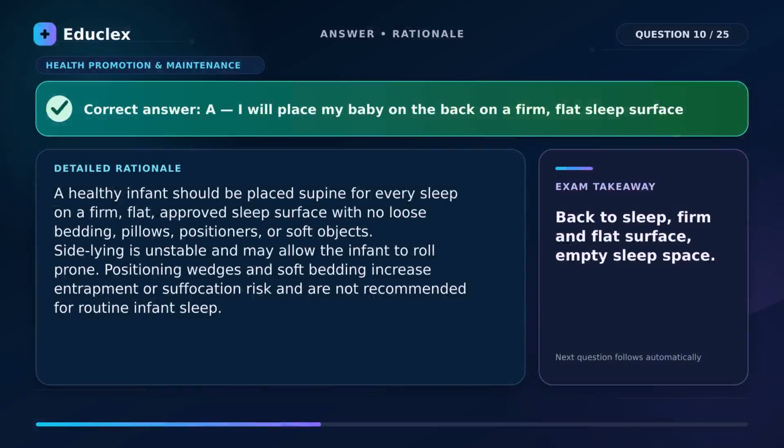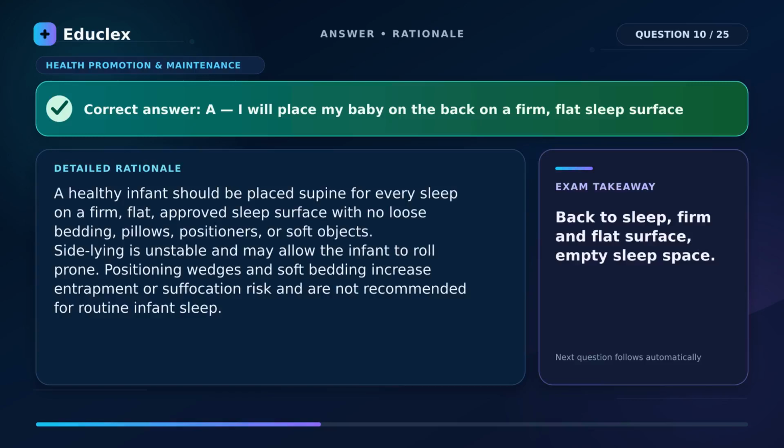The correct answer is A. I will place my baby on the back on a firm, flat sleep surface. Here is the rationale. A healthy infant should be placed supine for every sleep on a firm, flat, approved sleep surface with no loose bedding, pillows, positioners, or soft objects.